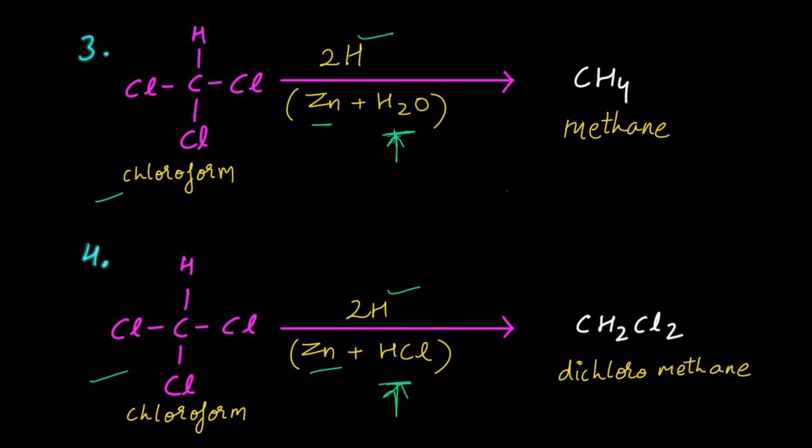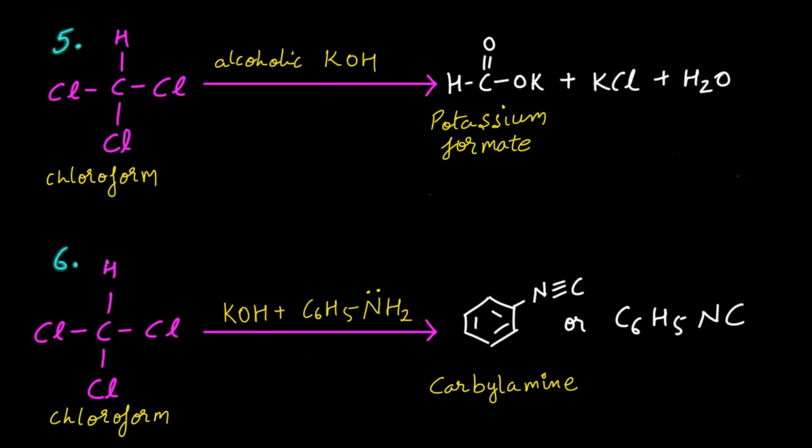Now when neutral medium is there, you will get methane as the final product. So when chloroform is treated with nascent hydrogen in presence of zinc and water, you get methane. And on the other hand, when chloroform is treated with nascent hydrogen in presence of zinc and HCl, you get dichloromethane. So these are the two products which you should remember: what happens when the case is with water and what happens when the case is with HCl. Let's move to the next.